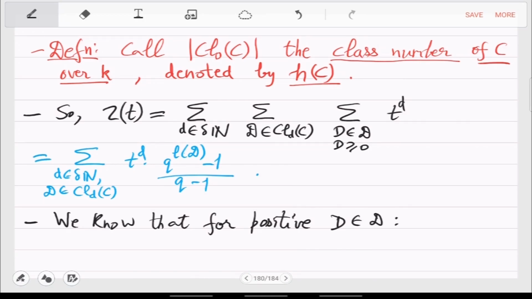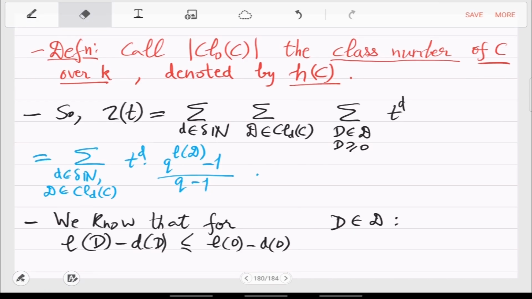And now we have to recall the Riemann-Roch theorem to estimate L of D. What is L of D? L of D is related to the degree of D, which is d, but then the difference is given by the genus, right? So let's recall what that is. L(D) minus deg(D) is less than or equal to L(0). So basically, let's just say t is greater than or equal to 0.